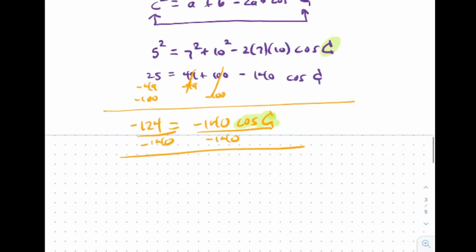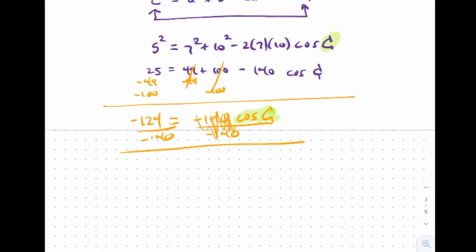So notice the negatives are going to cancel and the 140s are going to cancel. Over here, the negatives cancel. 124 divided by 140 is roughly 0.885714, roughly. I'm just writing this down so we know where we are, right? That equals the cosine of angle C. I've got a longer decimal than that sitting on my calculator screen right now.